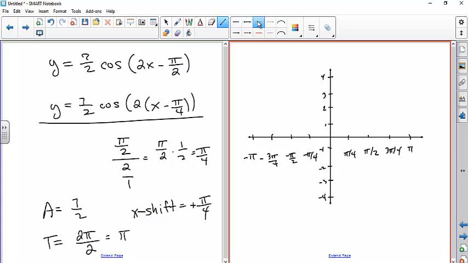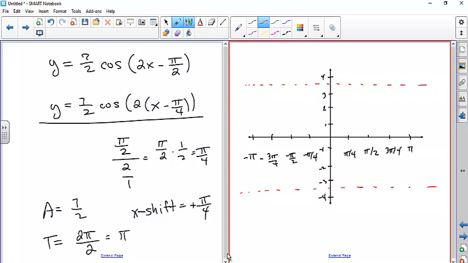Then you would draw a horizontal line that's at the amplitude. So that's 7/2, negative 7/2. Okay, so that's taking into account that I've gotten the period in there.